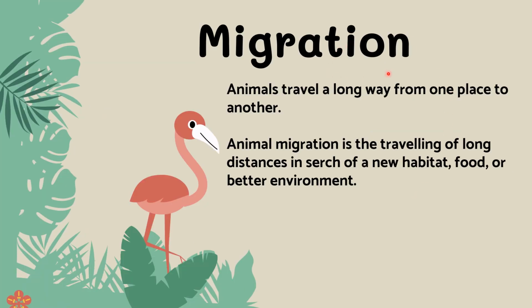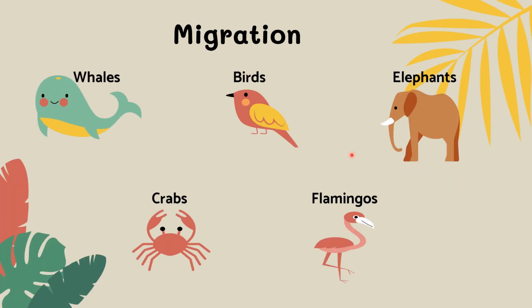And migration. Animals travel a long way from one place to another. Animals' migration is the traveling of long distances in search of a new habitat, food, or better environment. Some animals that migrate are whales, birds, elephants, crabs, and flamingos.